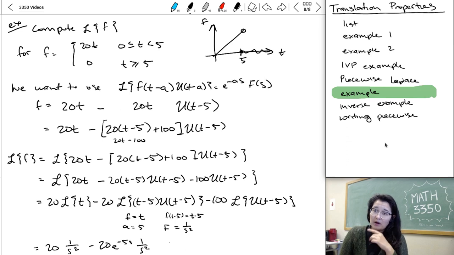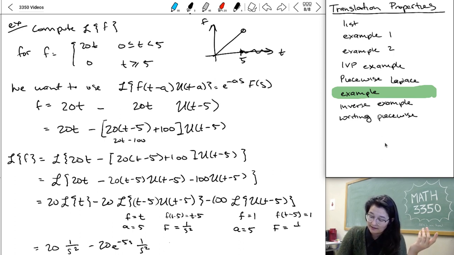And then for the last part, it's a little silly. So my f of t minus 5 is 1, which means my f is 1. And we're still working with that a equal to 5 inside our u of t minus 5. And our capital F is L of 1, which is just 1 over s. So for that last term, we're going to have minus 100 times e to minus 5s times our capital F, which is just 1 over s.